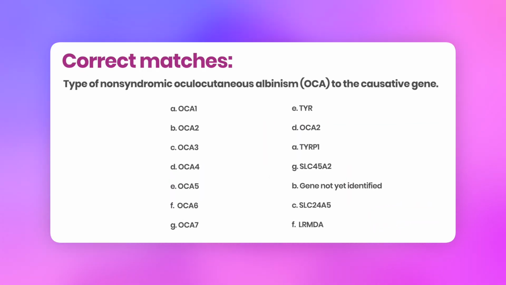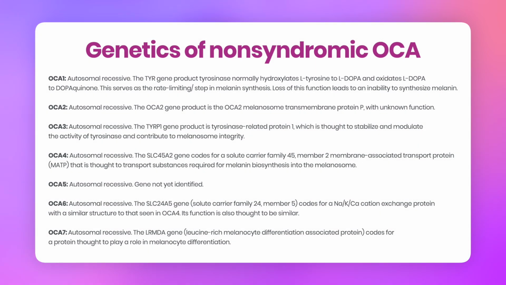So here are the correct answers. Hopefully you got many of them right. We're going to be going over these each individually. So let's start with the non-syndromic oculocutaneous albinism types. Again, 7 types. Again, very high yield slide, so you may need to pause it and digest this or circle back to it.